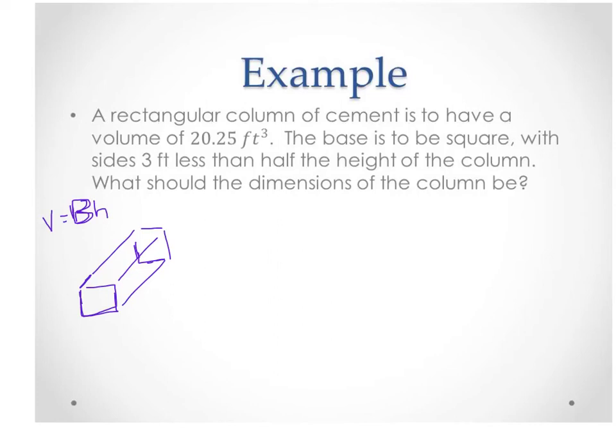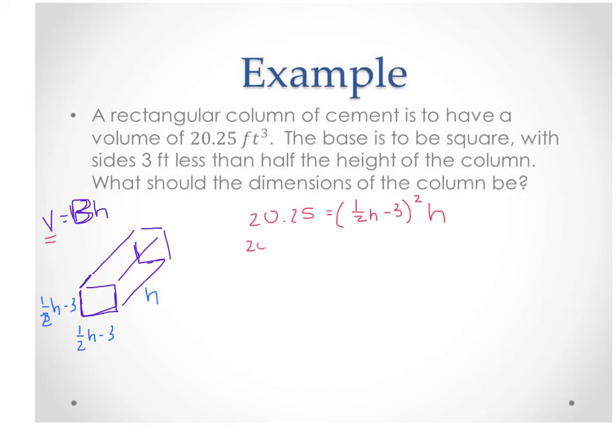So this says that the sides of the base are 3 feet less than half the height. So if you consider the height h, then these sides of the base are 3 feet less than half the height, so half h minus 3, and they're the same, because it's a square. So if we plug in what we know, the volume is 20.25. The base area is a half h minus 3 squared. We're going to take it times itself, times the height. And we need to solve this for h.